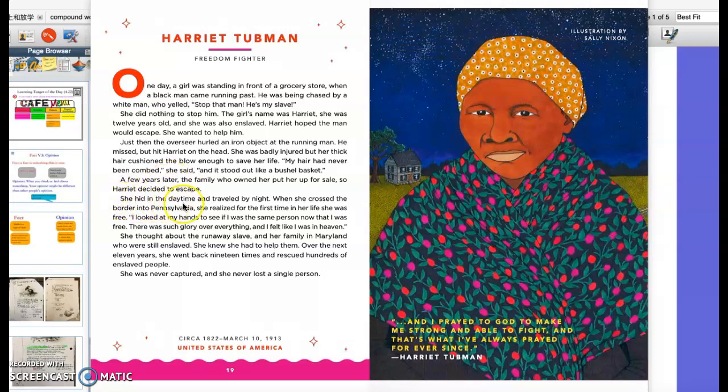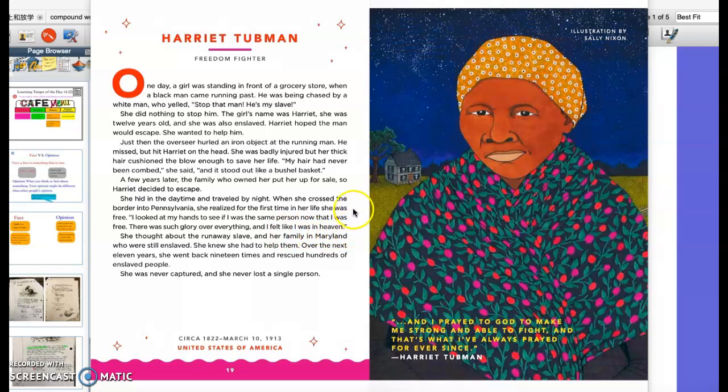She hid in the daytime and traveled by night. When she crossed the border into Pennsylvania, she realized for the first time in her life she was free. "I looked at my hands to see if I was the same person now that I was free. There was such glory over everything, and I felt like I was in heaven."